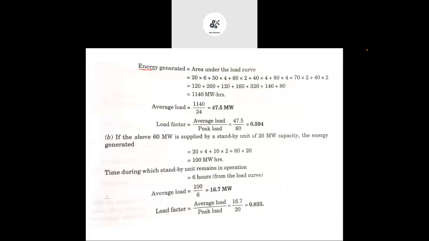Next, we are going to find out the total load factor of the power plant and the load factor of the standby equipment. First of all, the total energy generated is just the area under the load curve or load duration curve. By using trigonometry you can find out the area, and that is 1140 megawatt hours. You can also find the average load, which is the total energy generated divided by total time, that is 47.5 megawatts.